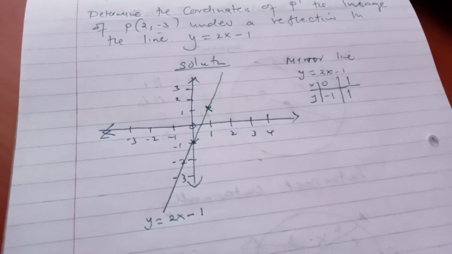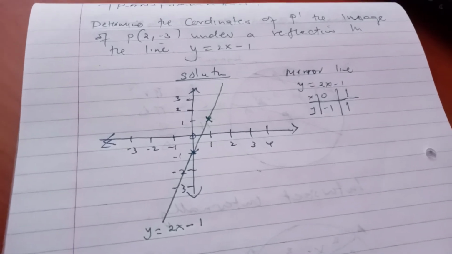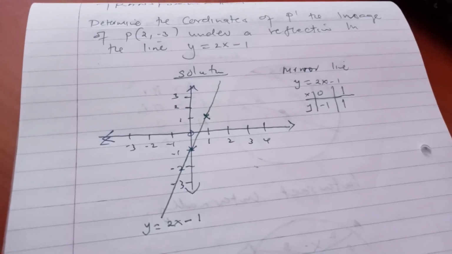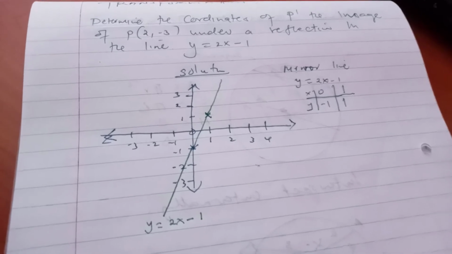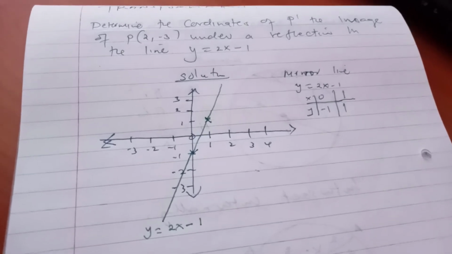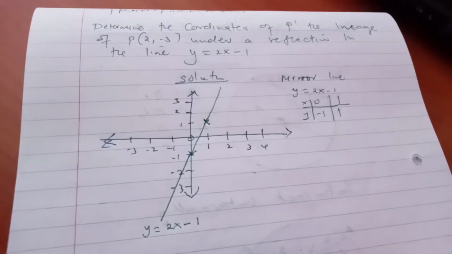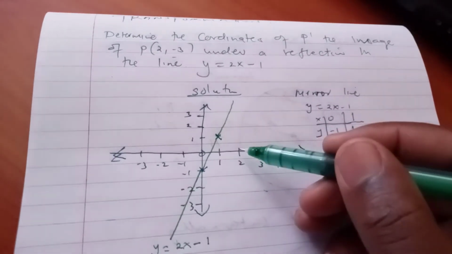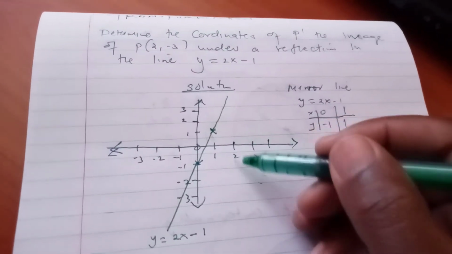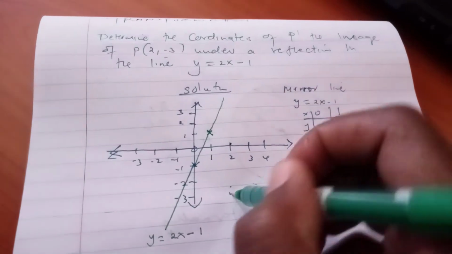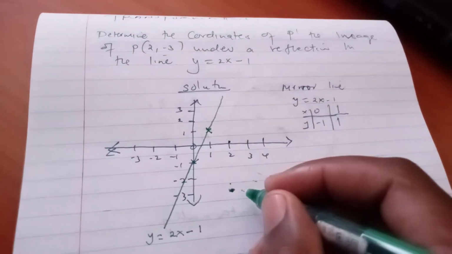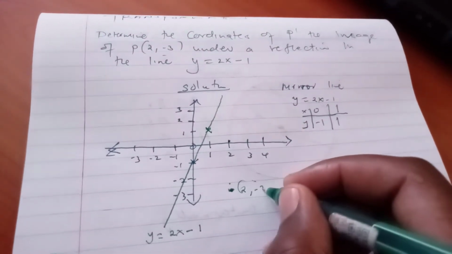Cool. Now we want to locate our object so that from there we can use the facts that we already know to determine the image. So let us locate the point P, which is (2, -3). P is somewhere here. So this is my point P, that is (2, -3).